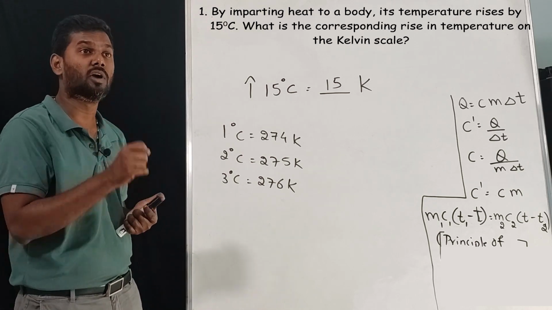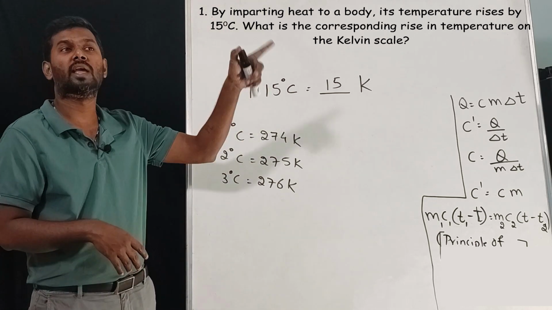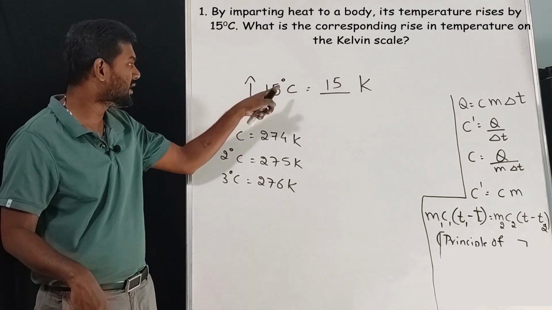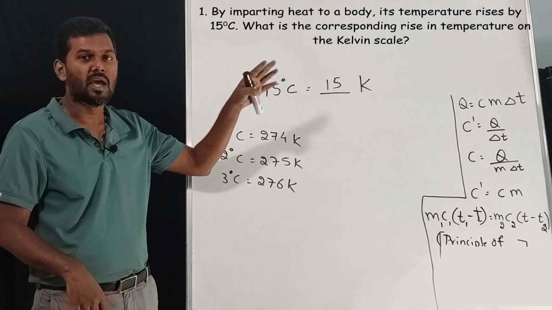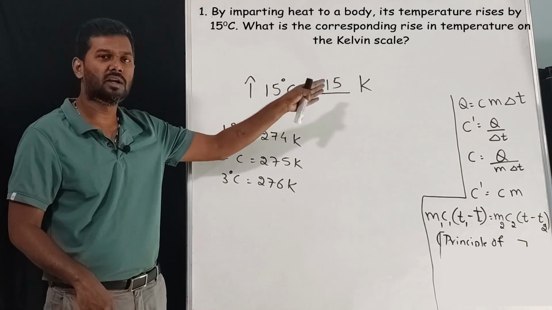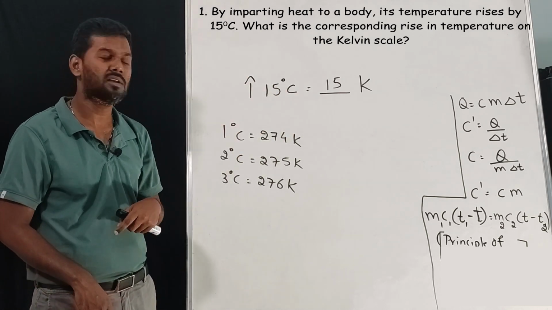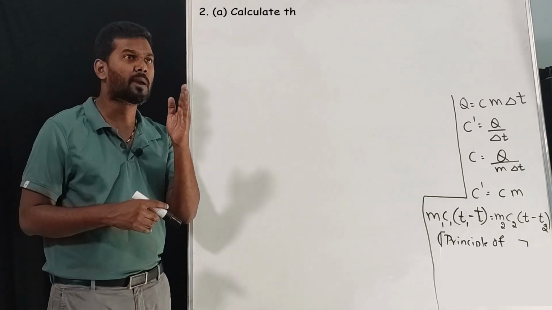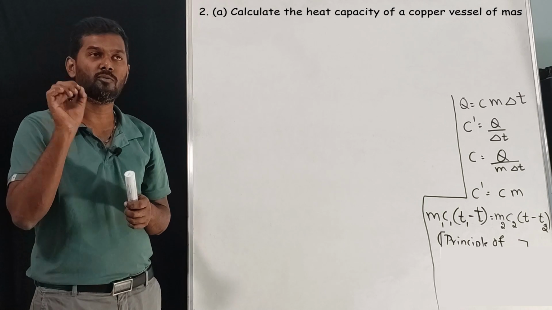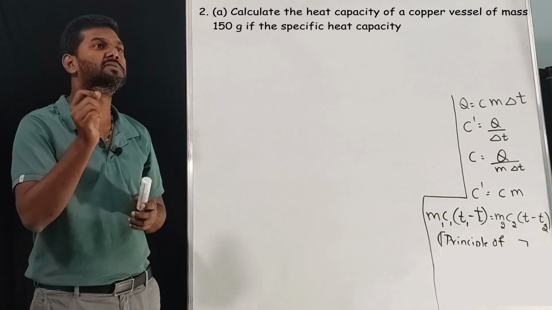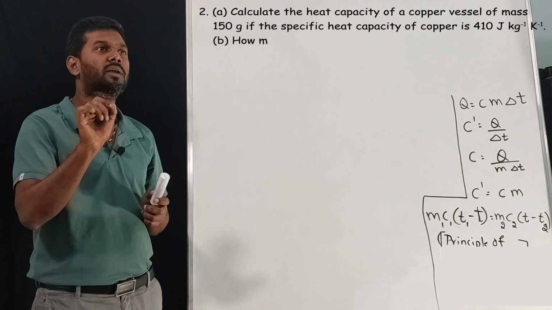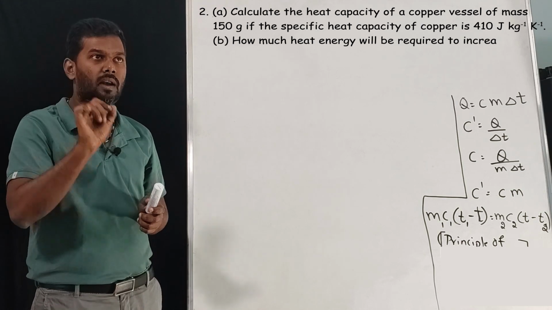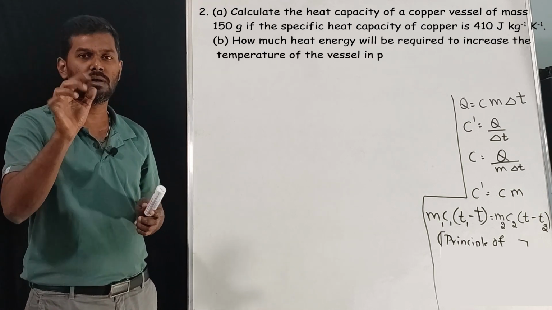They are not asking you to convert from degree Celsius to Kelvin. They are asking if 15 degrees Celsius of temperature is increased in centigrade, how much will that correspondingly result in Kelvin. 15 Kelvin only. Our second question: calculate the heat capacity of a copper vessel of mass 150 gram if the specific heat capacity of copper is 410 joules per kg per Kelvin.